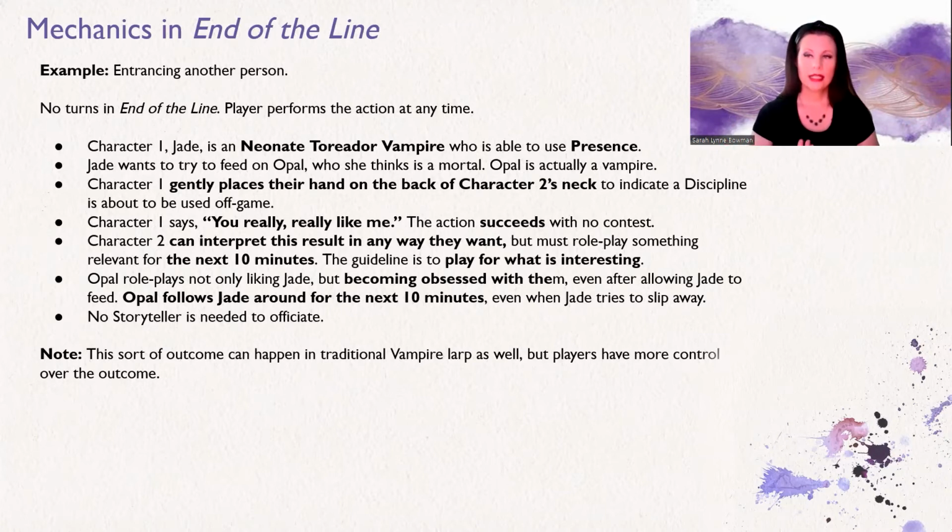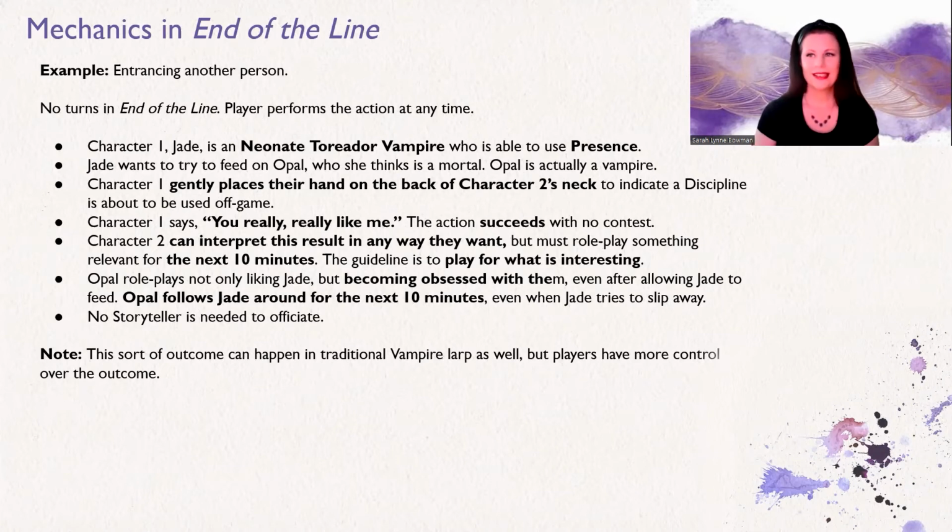However, the character, because this is consent-based play, can interpret this result any way they want, but they should role play something relevant for the next 10 minutes. So again, just make it interesting. In this case, Opal role plays not only liking Jade, but becoming obsessed with them. And even after that 10 minutes, they allow Jade to feed, and then they follow them around for the next 10 minutes, or maybe the next hour, even when the person tries to slip away.